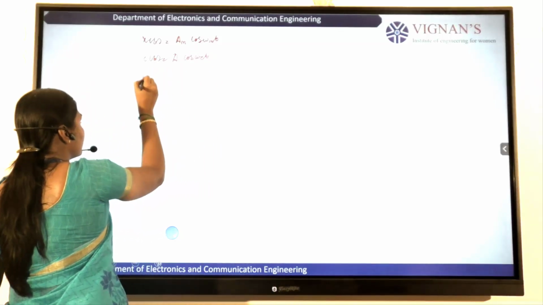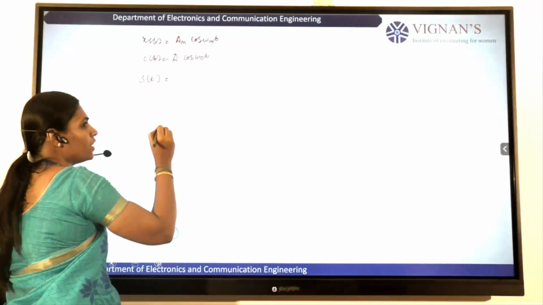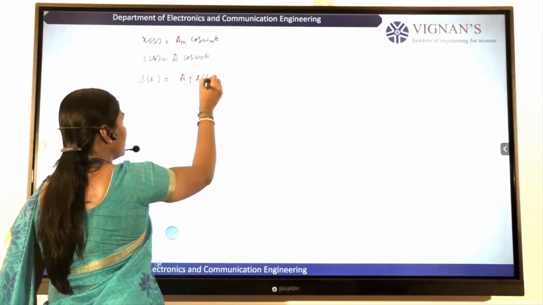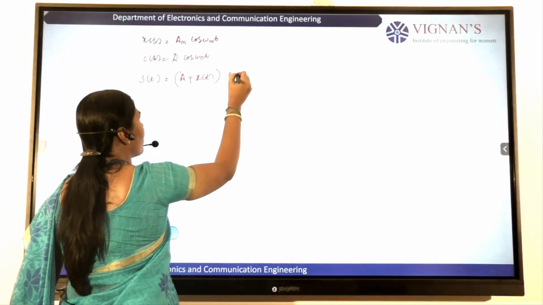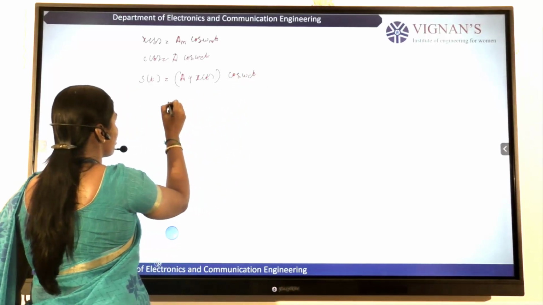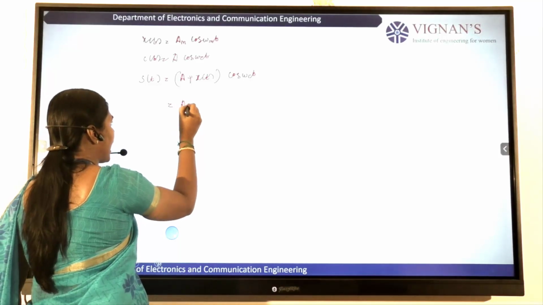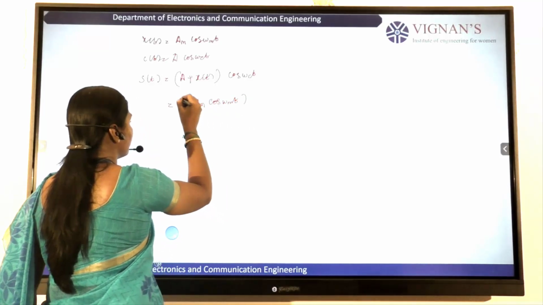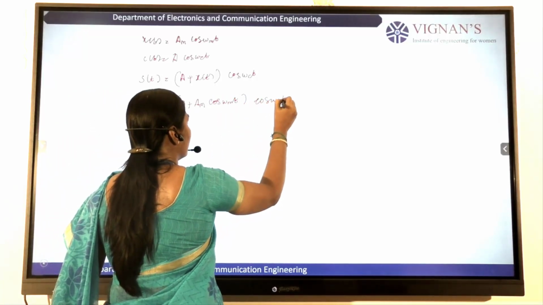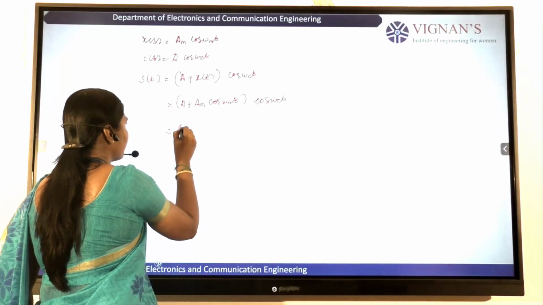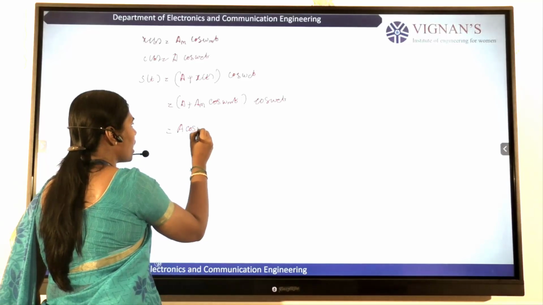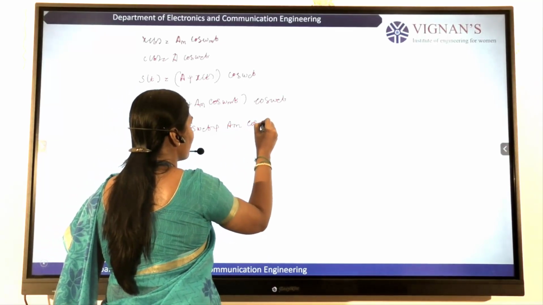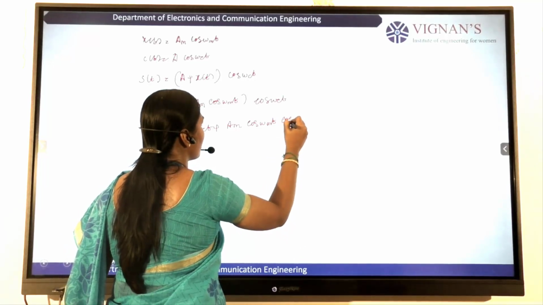So now we know the modulated signal output, that is s of t, can be written as A plus x of t, into cos omega c t. Now we will substitute x of t in this expression. That is A plus Am cos omega m t, into cos omega c t. If I do some simplification on this expression, this can be written as A cos omega c t plus Am cos omega m t into cos omega c t.